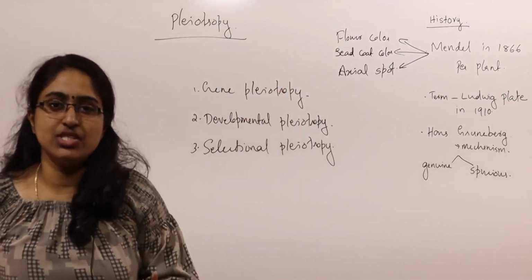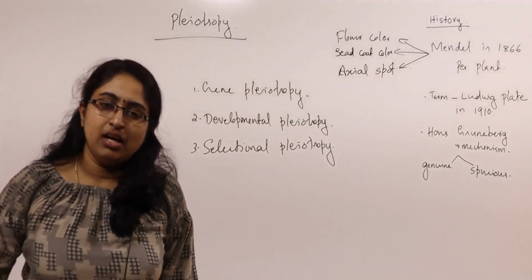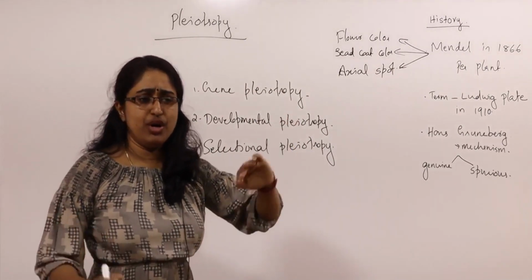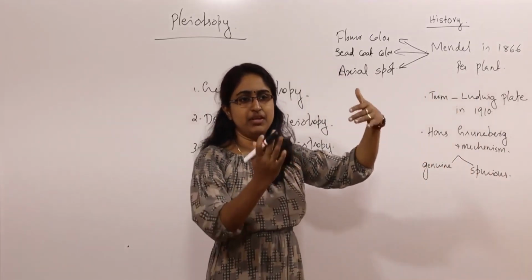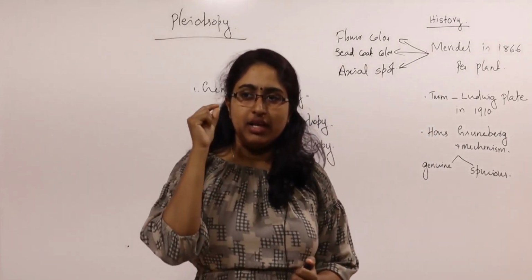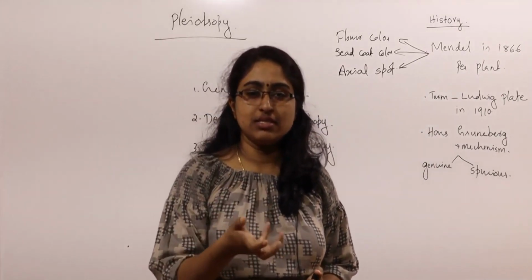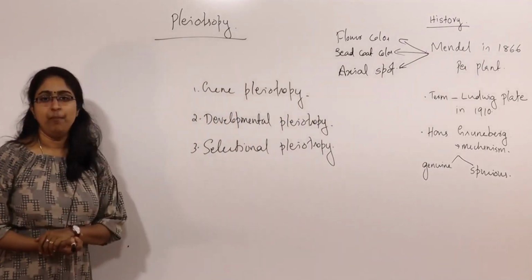There might be change. That gene might change its expression by evolution, or as time passes. Sometimes it may change its expression, or that mutation may cause us better fitness. This is known as selectional pleiotropy.